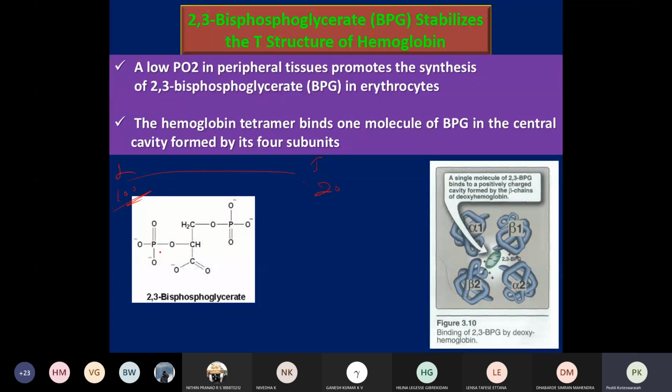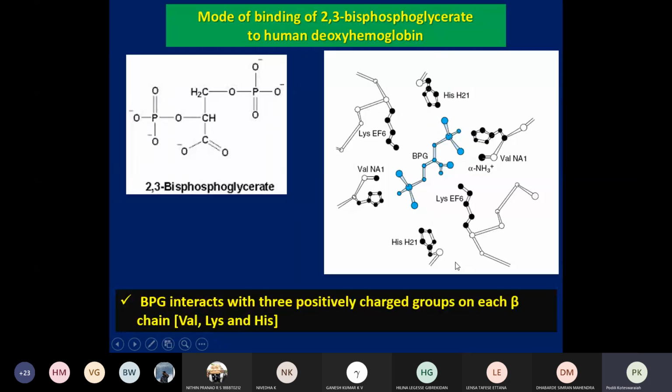here it is an anionic molecule, and this 2,3-bisphosphoglycerate binds to the 2,3-BPG binding pocket in the deoxygenated state. As a result, 2,3-bisphosphoglycerate stabilizes the T state. Therefore, the 2,3-bisphosphoglycerate reduces the hemoglobin affinity towards oxygen.